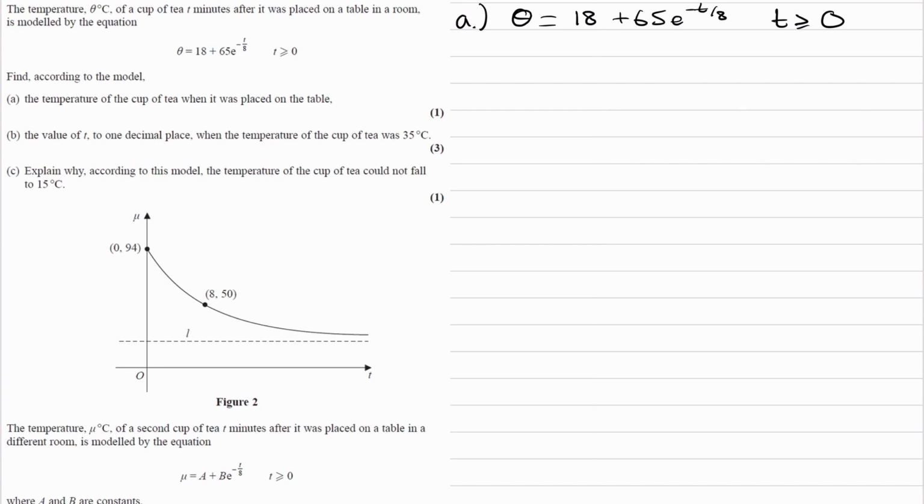Trying to think about what t would be when you place the cup of tea on the table and use that to work out theta. So t would be 0. Put that into our equation. Theta will be equal to 18 plus 65 e to the power of 0. E to the 0 is 1, so this just becomes 18 plus 65, which is 83.